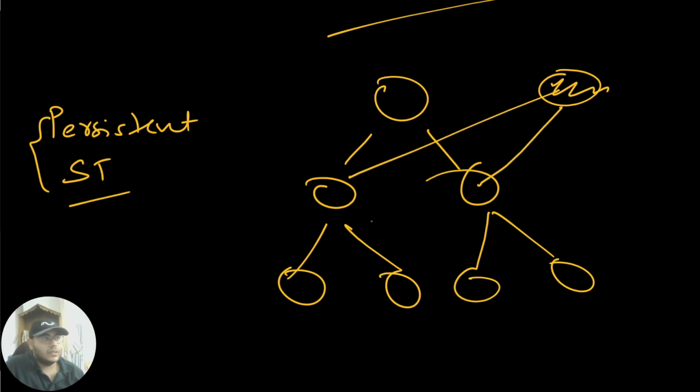I can connect this to this, and since they are already connected, you can see this is version 1, this is version 2. This is somewhat a very vague picture of what a persistent segment tree looks like. Okay, this is one way.